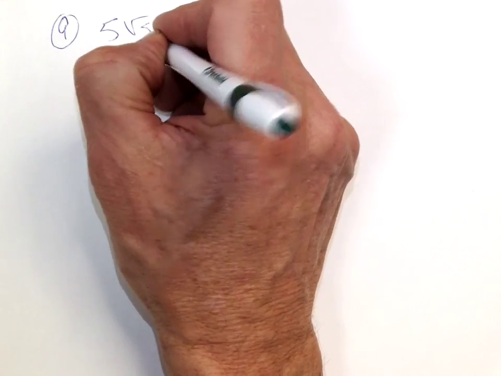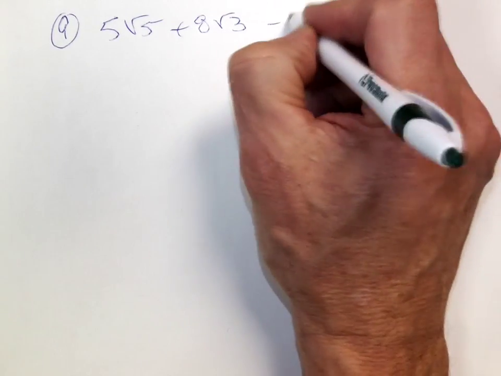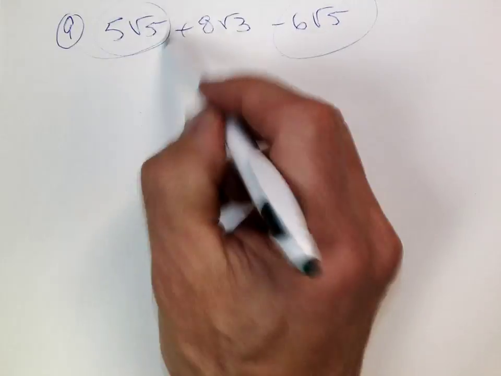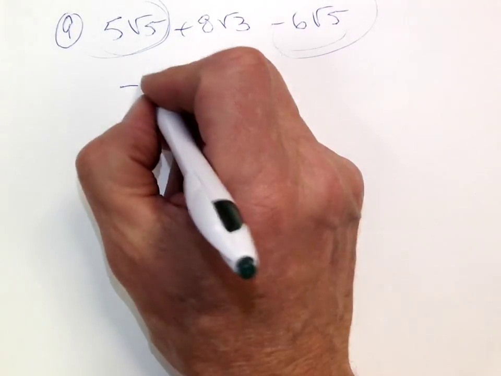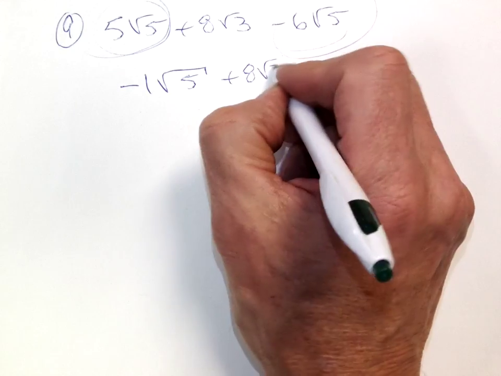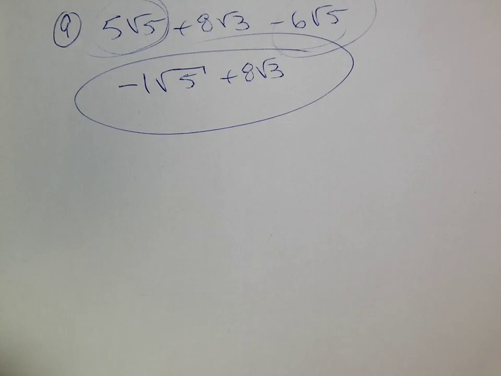5 square roots of 5 plus 8 square roots of 3 minus 6 square roots of 5. I can put these two together because they're the same to give me negative 1 square root of 5 plus 8 square roots of 3. And that's all I can do because I can't add them if they're different, okay?